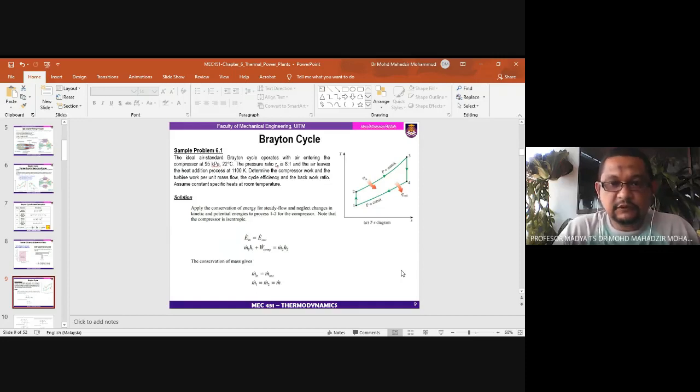Kelvin. Determine the compression ratio and the turbine work per unit mass flow, the cycle efficiency, and the back work ratio. Assume constant specific heat at room temperature. Okay, this is still at room temperature. You can also use the table in A17 because it states constant specific heat at room temperature. But I would like you to do the analysis based on the calculation.